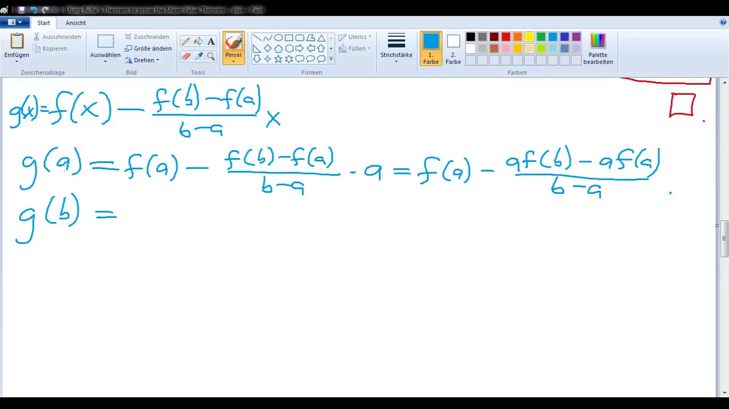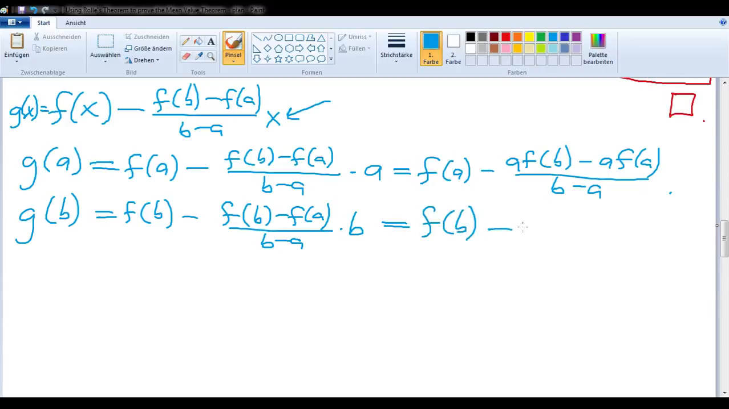But if we wanted to just look at g of a and g of b and see if they are the same, then we would end up here with f of b minus f of b minus f of a over b minus a. This time we're multiplying by b, right? And we would end up with f of b minus b f of b minus b f of a over b minus a. And even at this point, it's not totally self-evident that these are going to be the same. Now it turns out, if you keep on simplifying here, that these are the same.